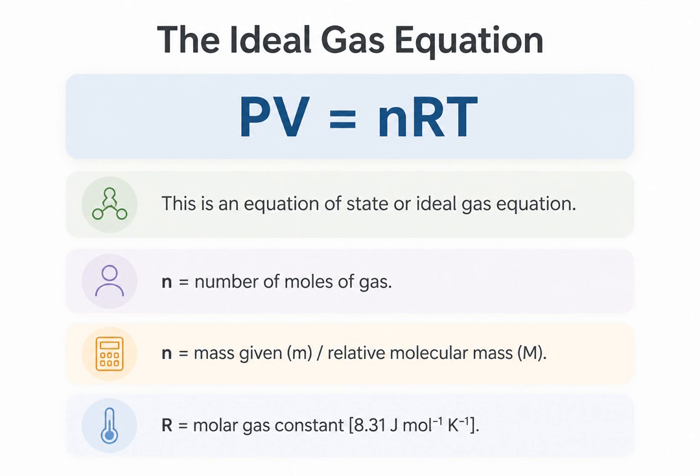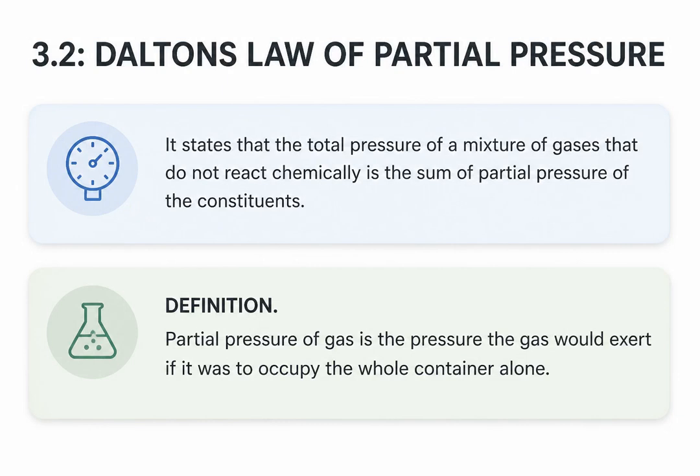R is the universal molar gas constant, which has a value of 8.31 joules per mole per Kelvin. Next, we introduce Dalton's law of partial pressure. If you have a mixture of gases that do not react chemically, the total pressure is simply the sum of the individual partial pressures. The partial pressure is defined as the pressure a single gas would exert if it occupied the entire container by itself.